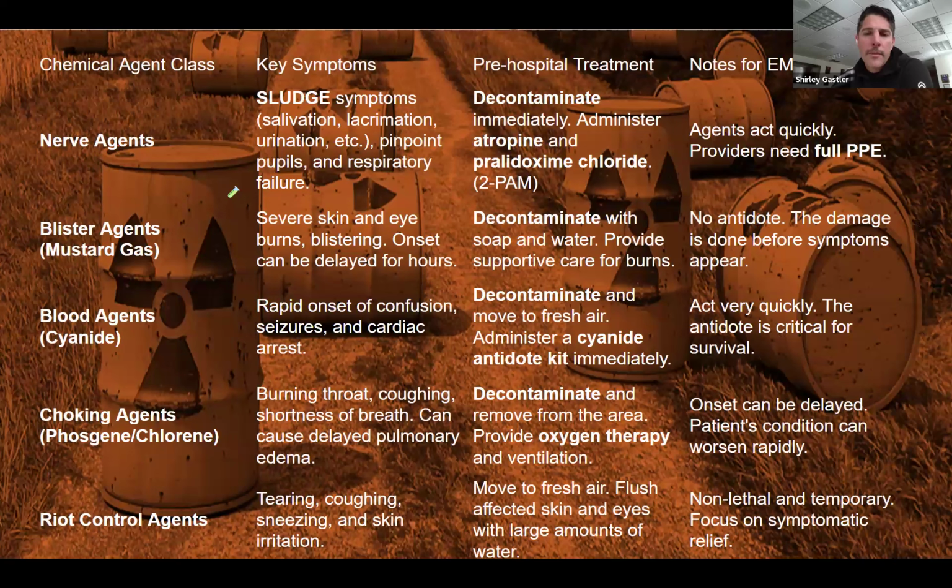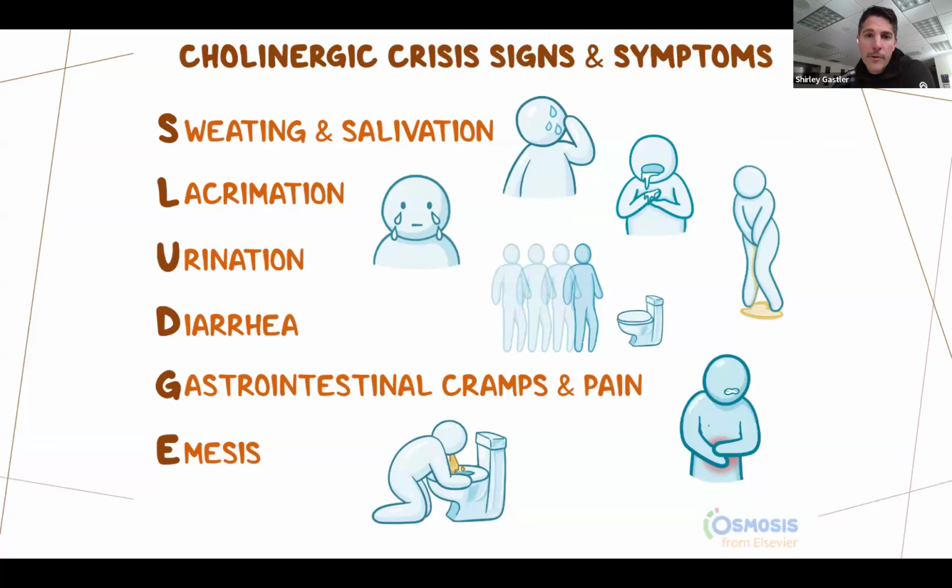And then, of course, you've got your chemical agents. Remember, for your nerve agents, you've got your SLUDGE acronym. I think I've got it on the next slide. But your blister agents, your mustard gases, these are all ones where you make sure you do your decon prior to transport, prior to even putting them in the rig, so you don't expose yourself. Your blood agents, like your cyanide, and then of course your choking agents, your phosgene and your chlorine and whatnot. Again, decon, scene safety.